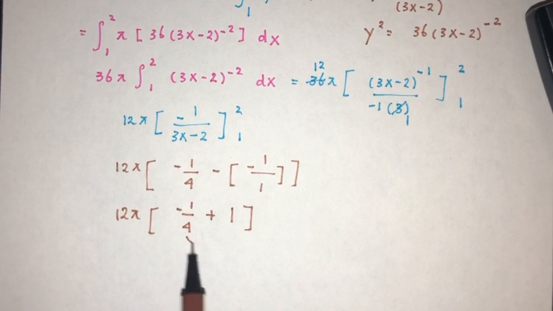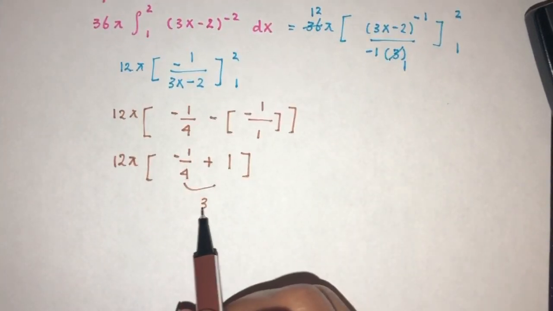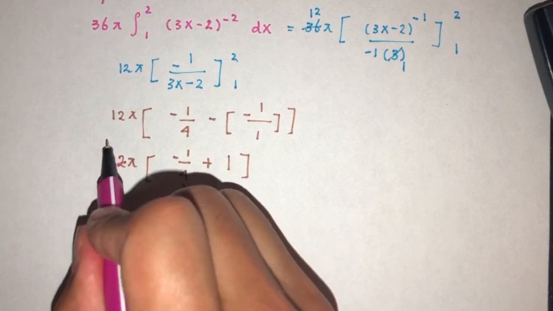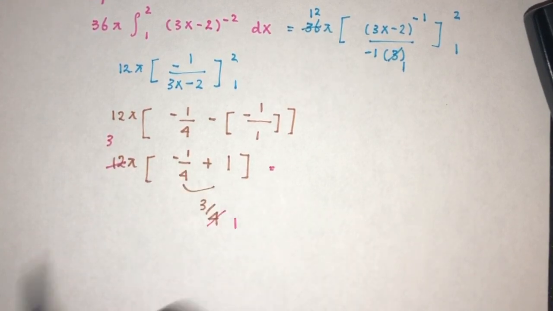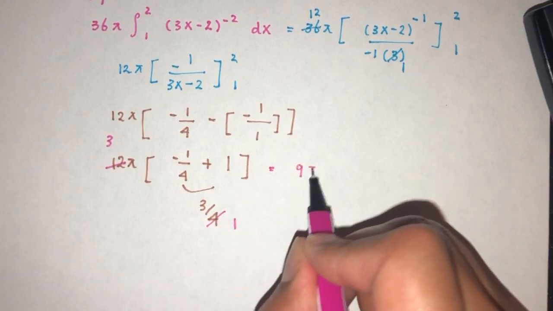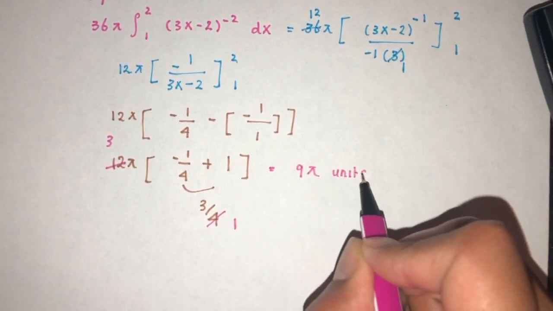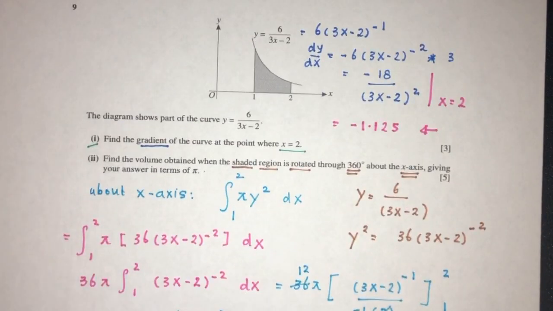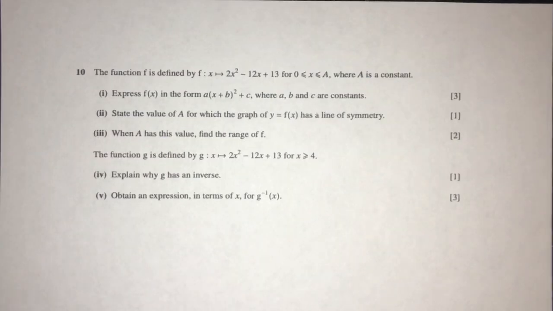That should be simply what? 3 over 4. Now we can simplify, cancel out. That should be 3, and you will have 3 pi times 3. That should be 9 pi units cubed for the volume that we have when we have this rotation about the x-axis. Now let's move on to the next question, question number 10.